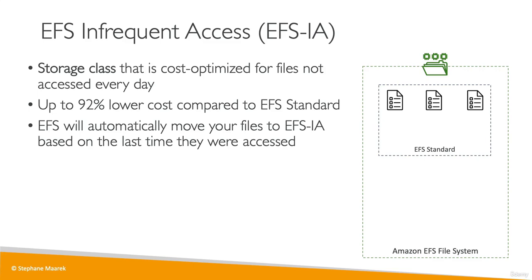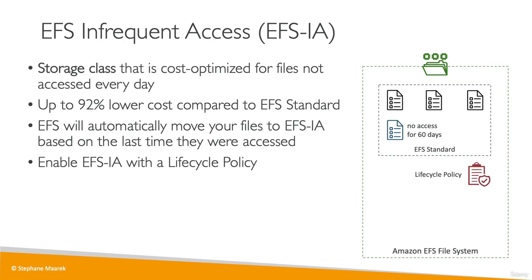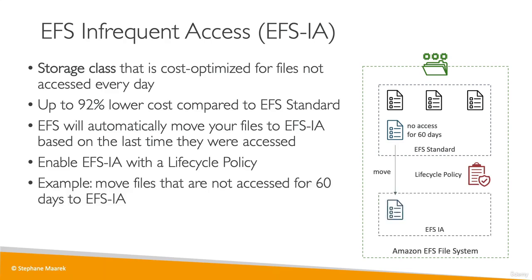So let's take an example. We have our EFS file system. We have 3 files in EFS Standard and maybe a 4th file in EFS Standard. This one hasn't been accessed for 60 days. That means that no one has read this file and no one has been writing to this file either, right? So if you define your lifecycle policy and you enable EFS IA, then for example, you can say, hey, after 60 days, please move this file to a different storage class, which is called EFS IA, which is going to have some cost saving. And this is going to be done automatically.